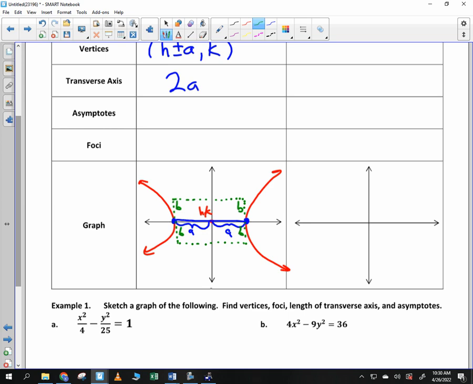And as you look at this, then what we do is we draw our asymptotes. They go through this box, and that's kind of what the graph uses to determine its shape. The hyperbola kind of approaches those lines as it heads on out.